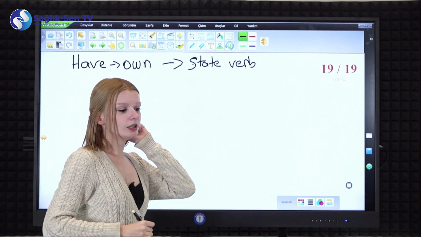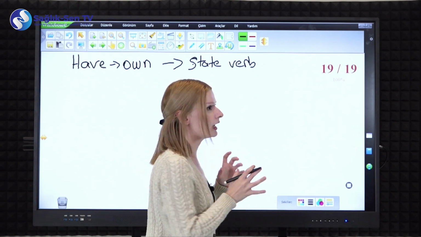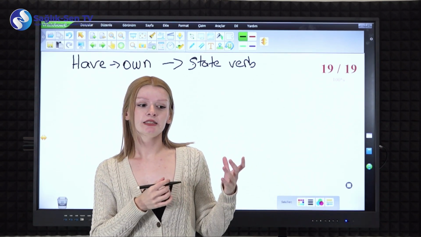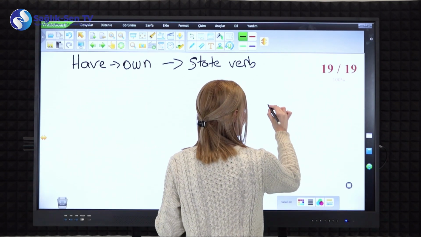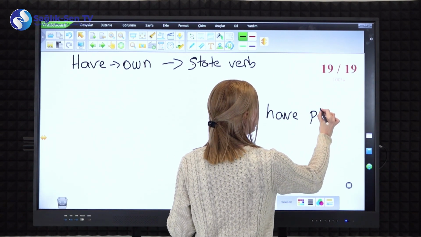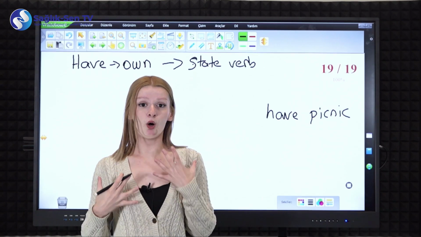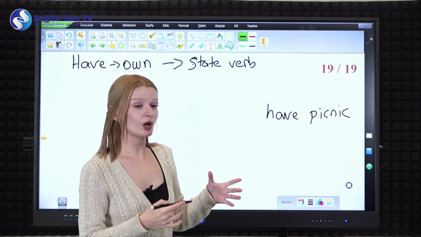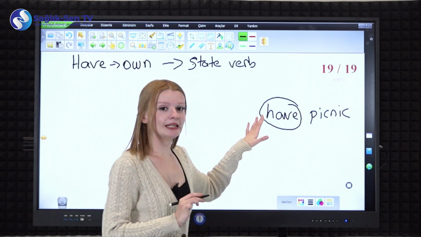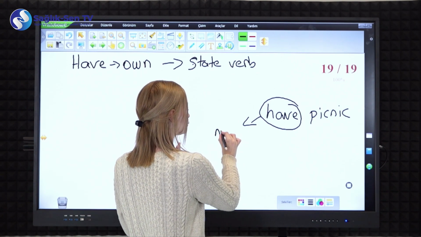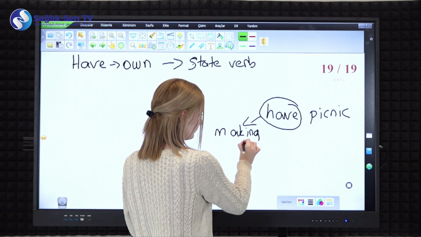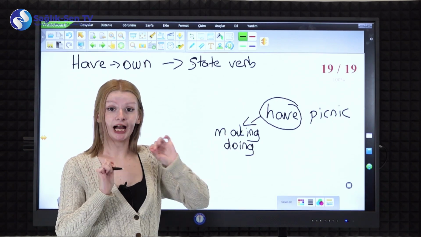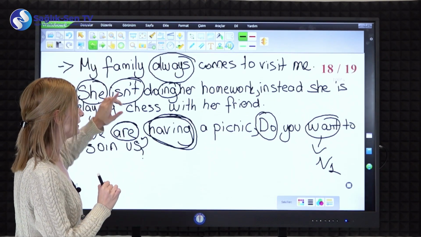But we have some things that we use with have. For example, have picnic. This doesn't mean that I own picnic. That means that we are making a picnic. This is the meaning of this. That's why its meaning here is sort of like making, doing. That's why have can get ing in this example.